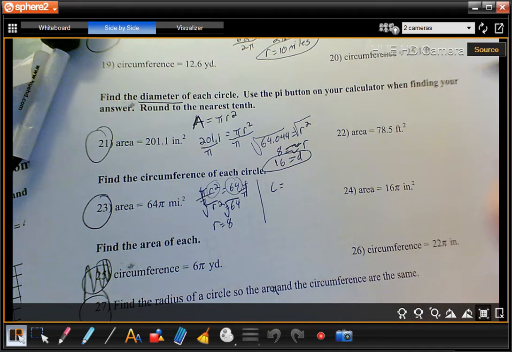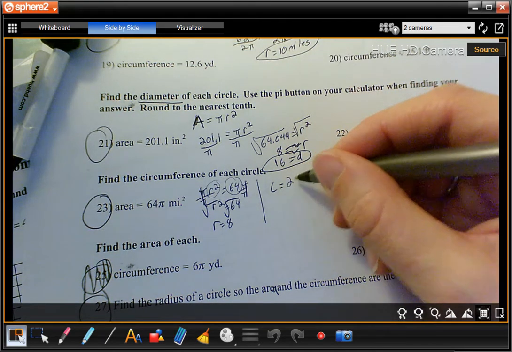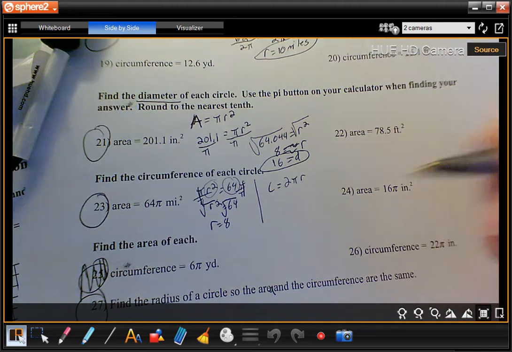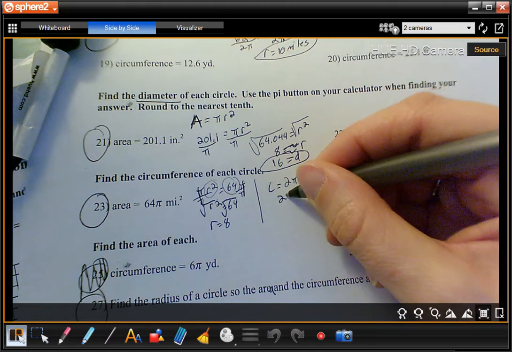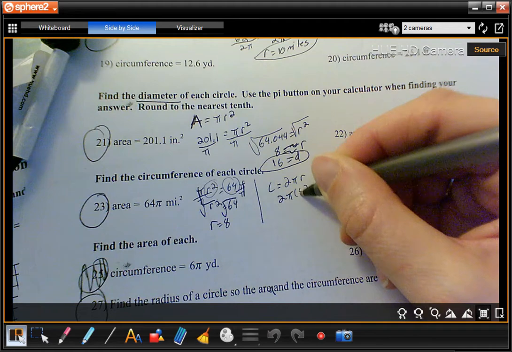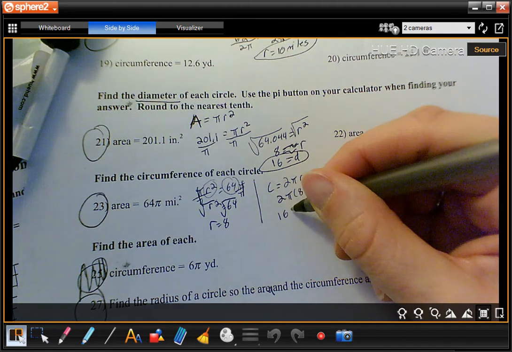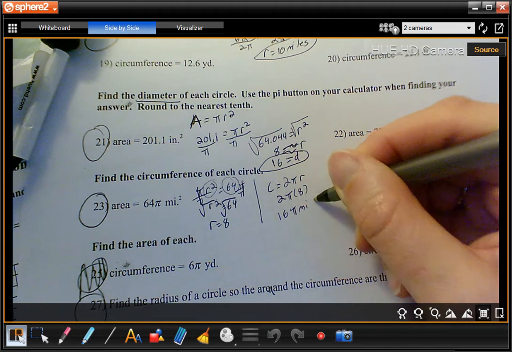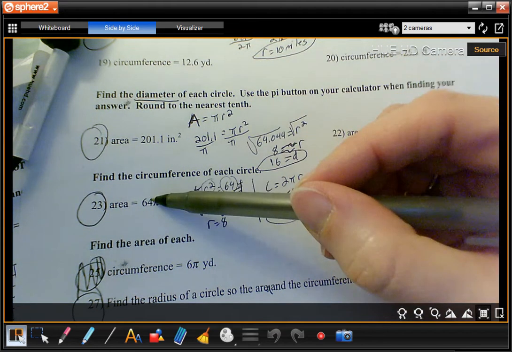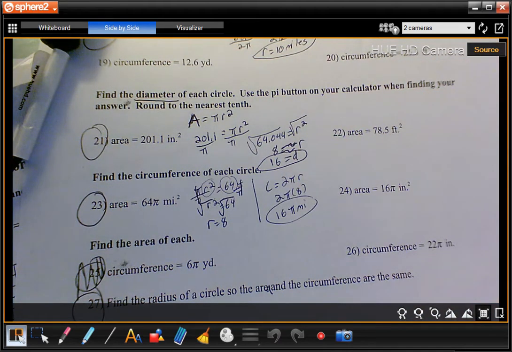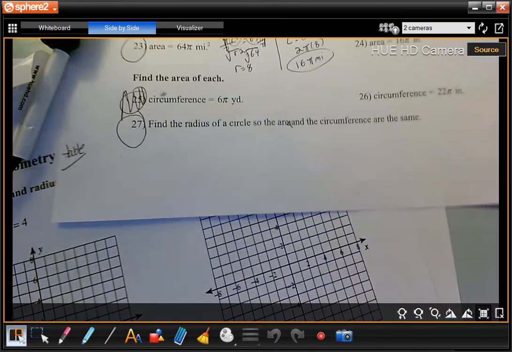Circumference equals 2 pi r. So I need to put that in there. So I'm going to go 2 pi times 8. So I'm just going to go 16 pi miles and leave it at that. It gave it to me in terms of pi, so I gave it in terms of pi. Okay. All right, we're going to go all the way down to number 27.